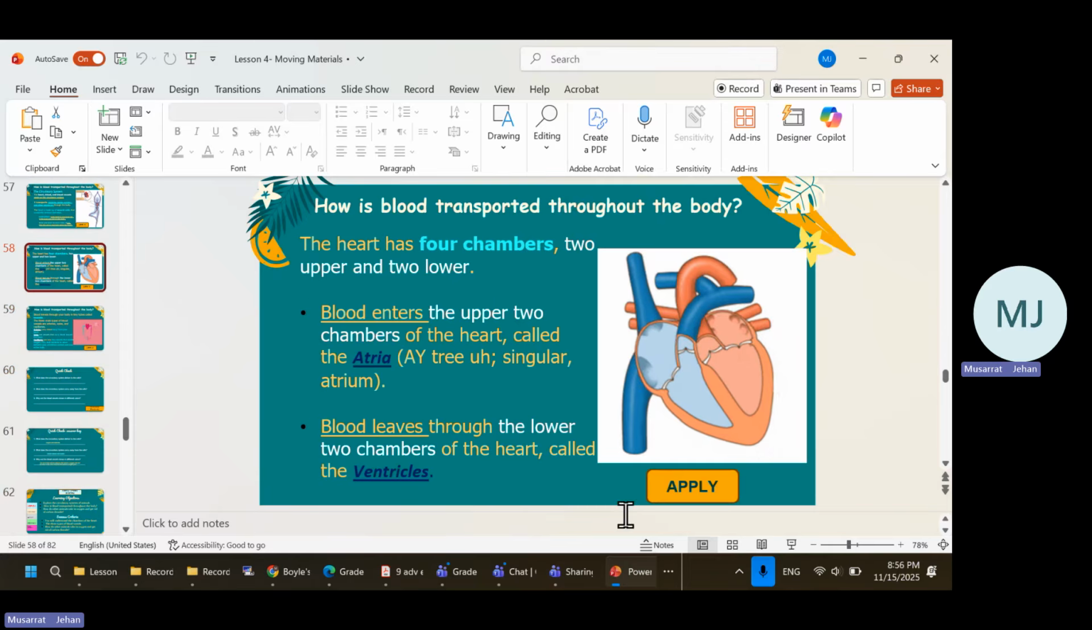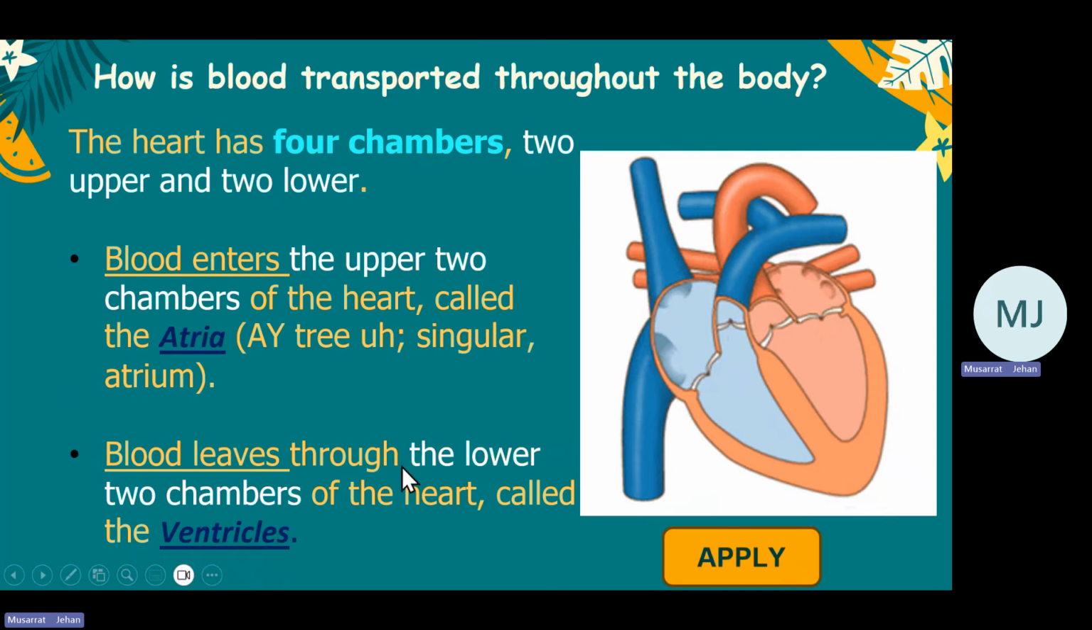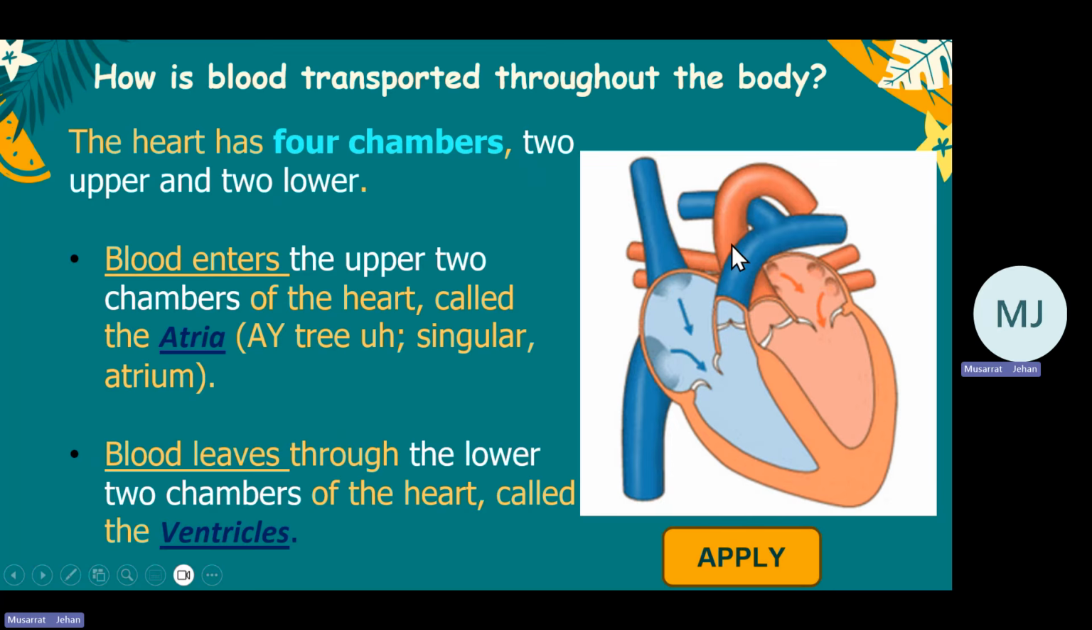You can check it here. Simply this is the heart. The heart has 4 chambers. These are the upper chambers. These are called the atria, singular atrium, and blood enters here. And then from atria, it goes to the lower chambers. They are called ventricles. So there are 2 ventricles and 2 atria. We have the left atrium, the right atrium, the left ventricle, and the right ventricle. Blood comes to the upper chambers and then goes to the lower chambers. And from there, it goes to the different parts of the body.